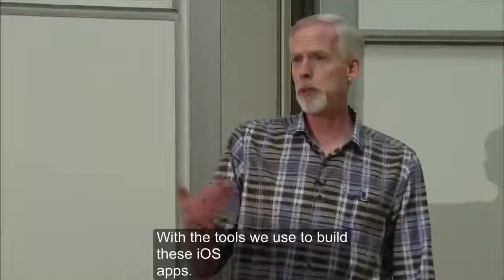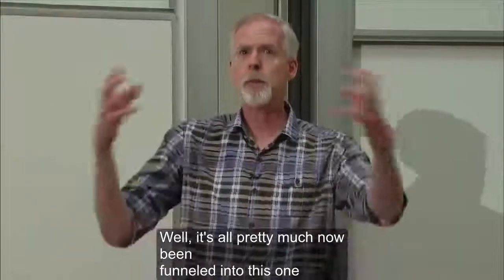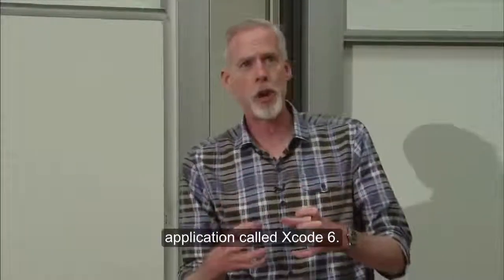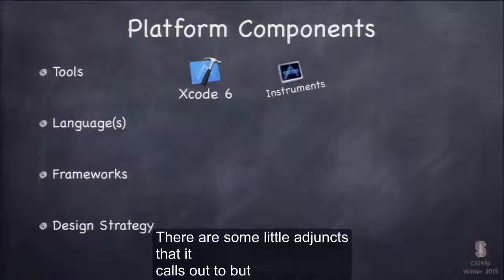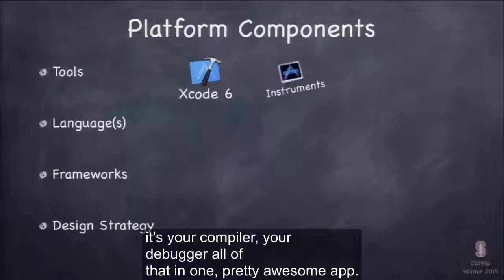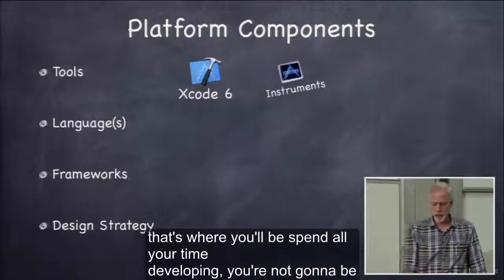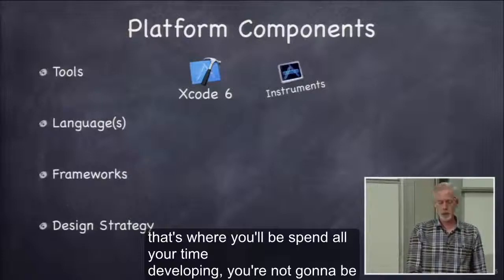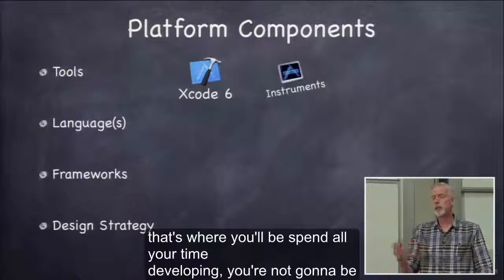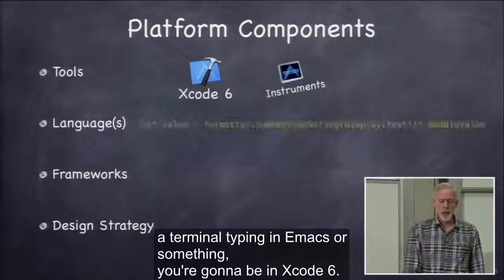Then there's the development platform itself. What are the tools we use to build these iOS apps? It's all pretty much now been funneled into this one application called Xcode 6. There are some little adjuncts that it calls out to, but Xcode 6 is everything. It's your code editor, your compiler, your debugger, all of that in one pretty awesome app. So we'll be learning all about Xcode 6 in this class, and that's where you're going to spend all your time developing. You're not going to be at a terminal typing in Emacs or something. We're going to be in Xcode 6.